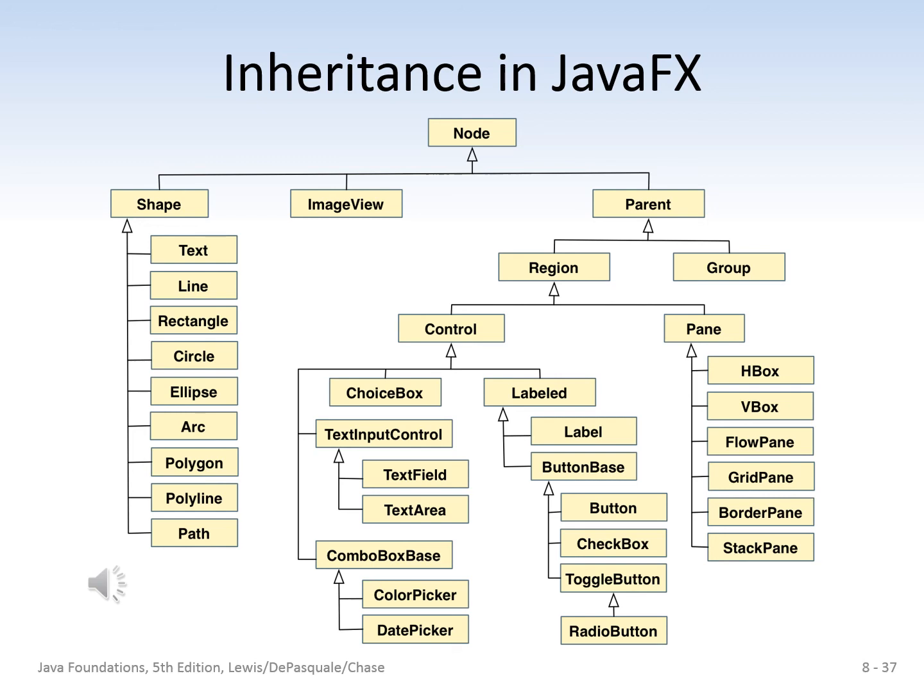We also have children of control, choice box, text input control, which is a text field or a text area. And then we've got combo box, color picker, date picker, etc. And on labels, we have label, button base. And the base button class has button, checkbox, toggle button, and radio button as children of that class. So we covered almost every single one of these JavaFX classes in chapter 6. So this should not be foreign to you.